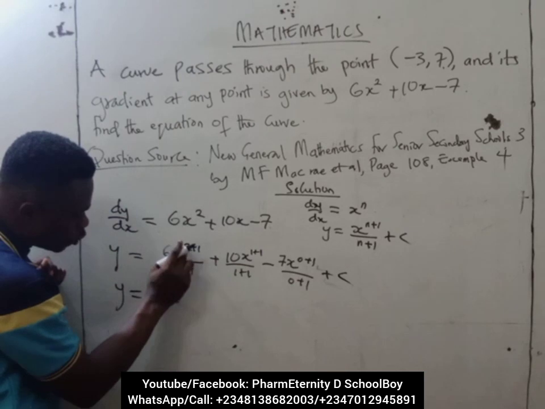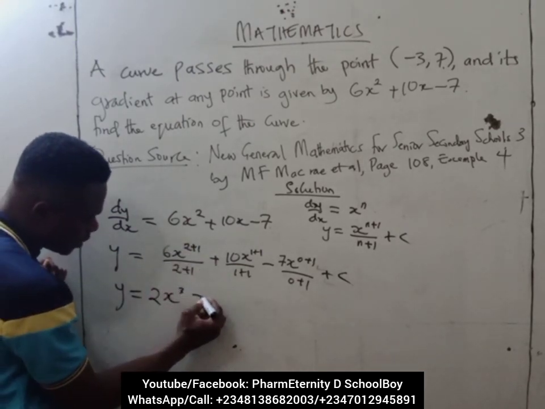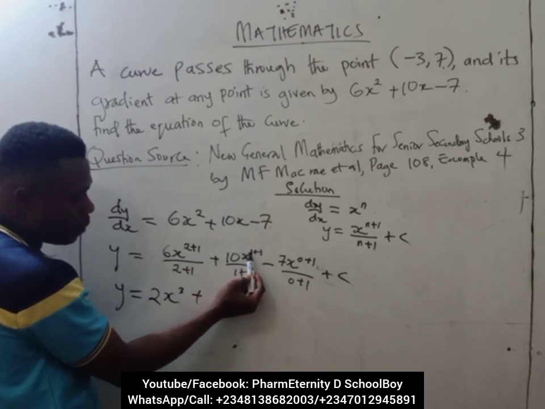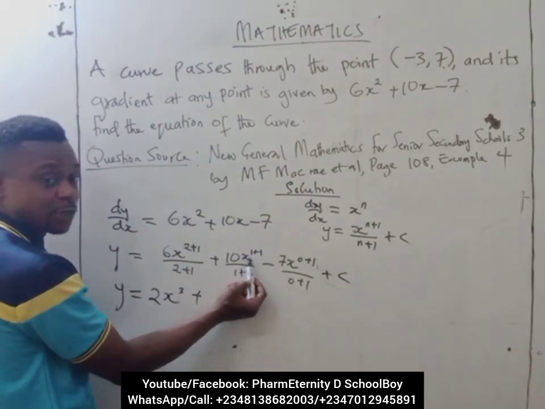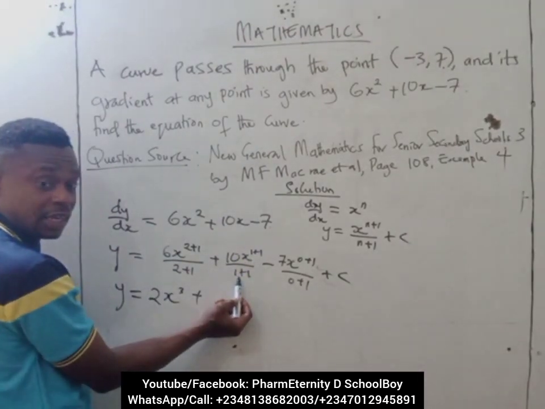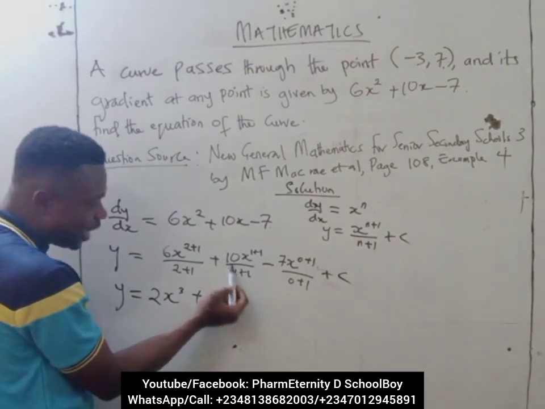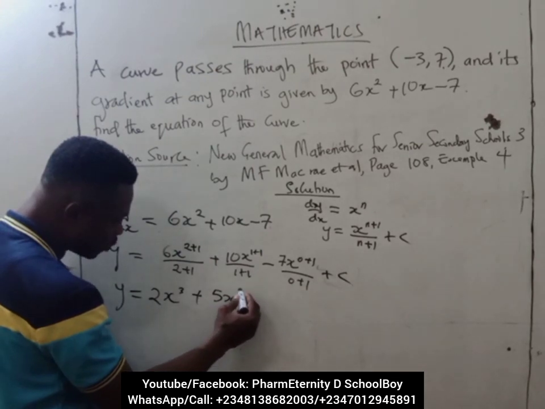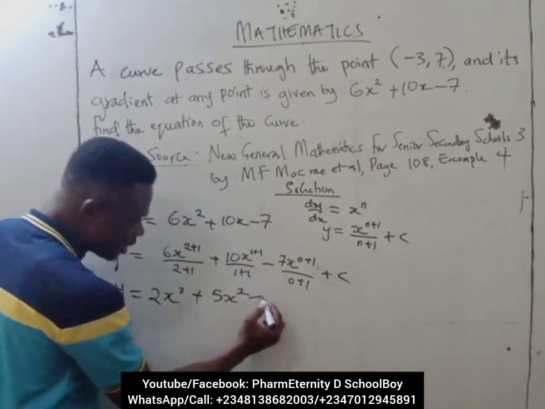2x raised to power what? 1 plus 2 is what? 3. Plus, here we have 10x raised to power 1 plus 1. 1 plus 1 is 2. So we have 10x raised to power 2. We have 2 here already. 1 plus 1 is 2. So 2 divided by 10 is what? 5. So we have 5x raised to power 2 minus.